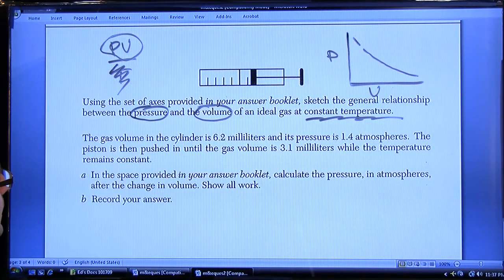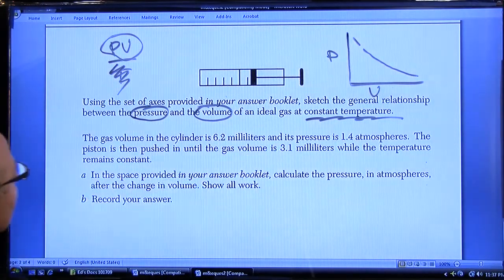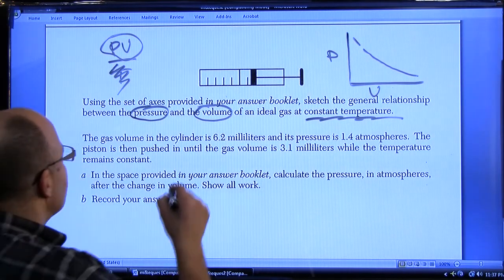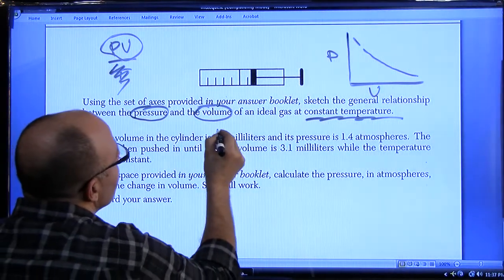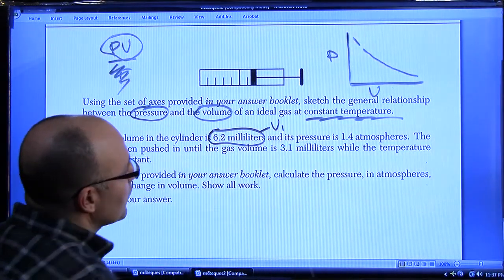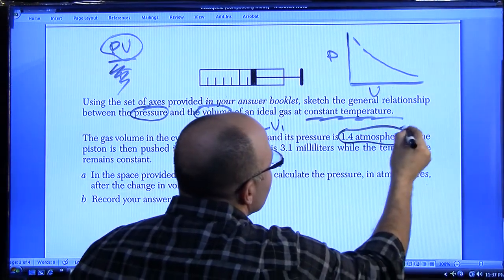temperature remains constant. So you could do this mentally. If the volume is halved, the pressure will be doubled. That's what inverse means. But let's set it up so you can see it. So here we have your first volume, V1, circle and label. Your first pressure, P1.